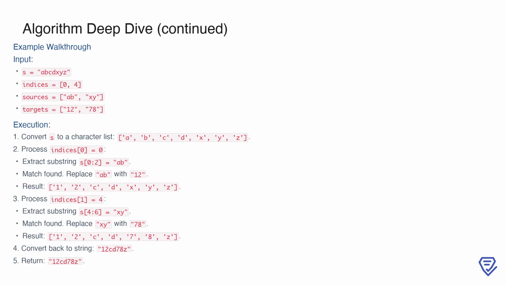Next, we process the second index, indices[1] equals 4. The substring s[4:6] equals xy matches sources[1], so we replace xy with 78. The updated character list becomes 1, 2, c, d, 7, 8, z. Finally, we convert the character list back into a string, yielding the result 12cd78z. This string is returned as the final output of the algorithm.